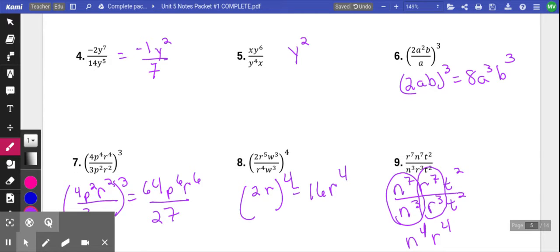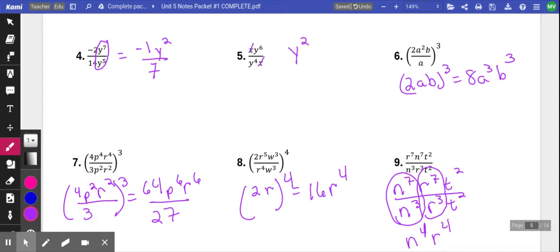Okay, so number 4, first thing I did is I reduced negative 2 over 14. Negative 2 over 14 reduces to negative 1/7. Then I kept the base of the y to the 7th divided by y to the 5th is y squared. Number 5, x divided by x, because they have no exponent, is 1. Y to the 6th divided by y to the 4th is just y squared.